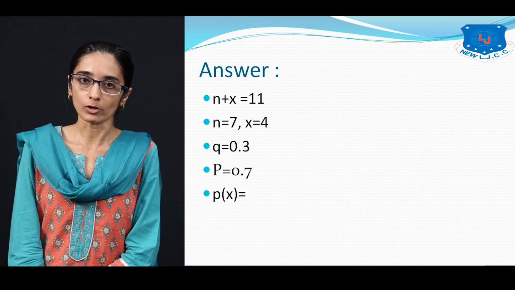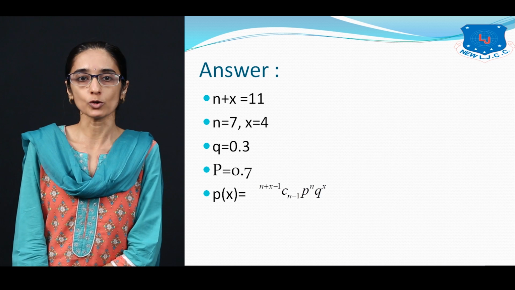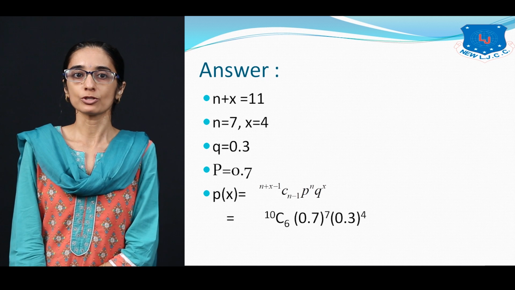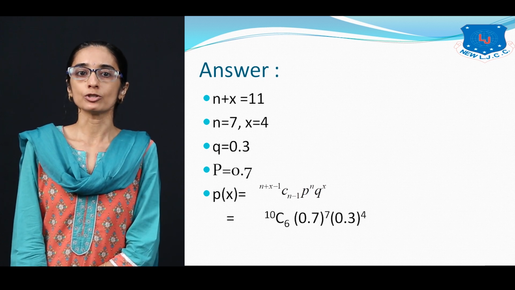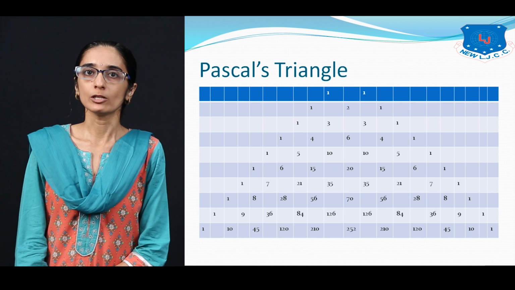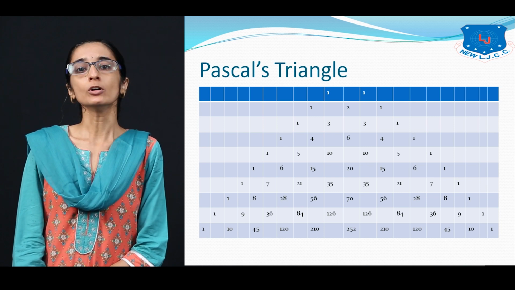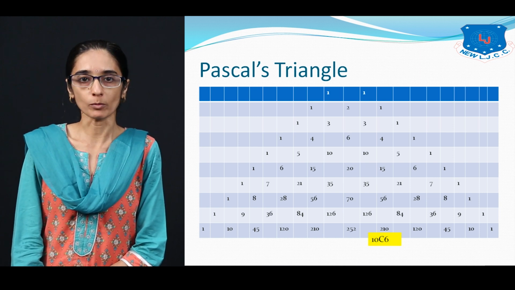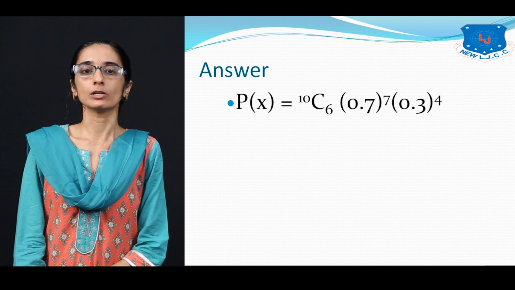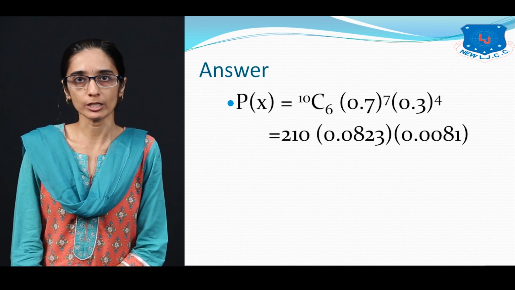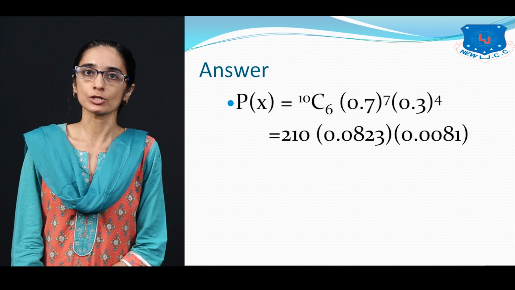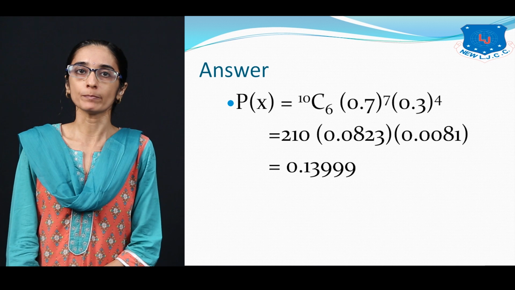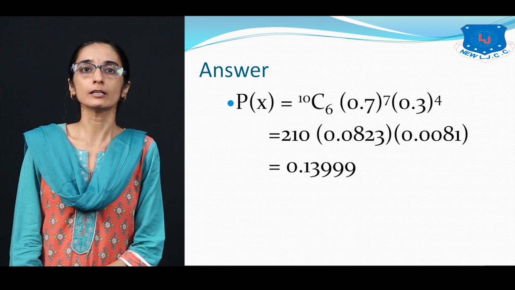Substitute these numbers in the formula of negative binomial distribution. So we will get 10C6, 0.7 raised to 7, 0.3 raised to 4. Let's find this value using Pascal's triangle. So 10C6 value will be 210. Let's substitute this number in the formula. So P of x value will be 210 into 0.0823 into 0.0081. So the final answer will be 0.13999. I hope now this method is clear to all of you.